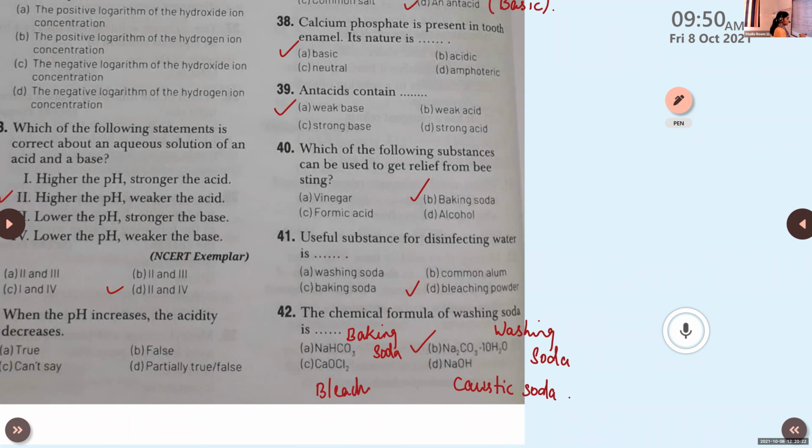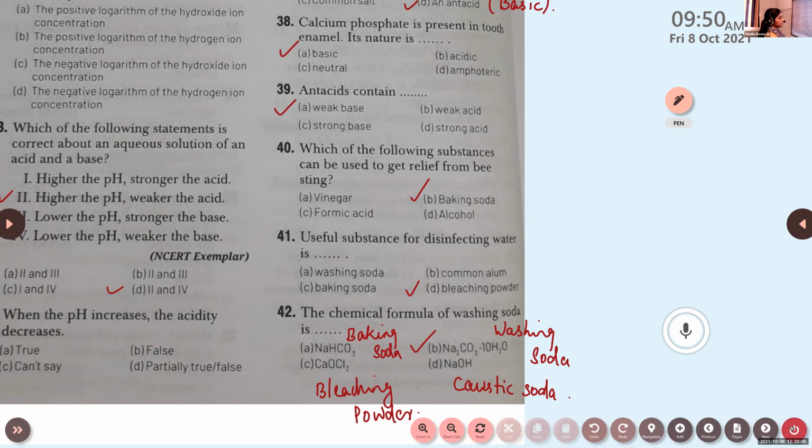So you have to learn the chemical formula, chemical name and common name of all these chemicals from common salt. It's very important. NaHCO3, that is baking soda. Na2CO3, 10H2O, that is washing soda. CaOCl2, that is bleaching powder. Then NaOH, that is caustic soda. Clear? Shall I move to next question? Yes, ma'am.